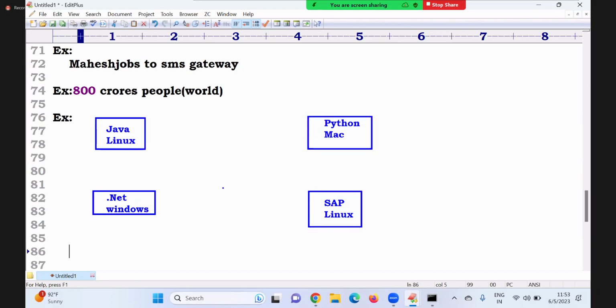So each and everything I want to communicate, how can I communicate it? One programming language is not able to respond to the second and all these. So one common thing is required. What is it? API is required.